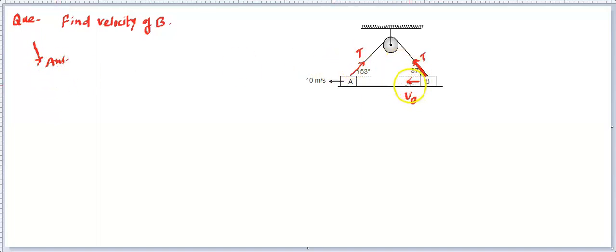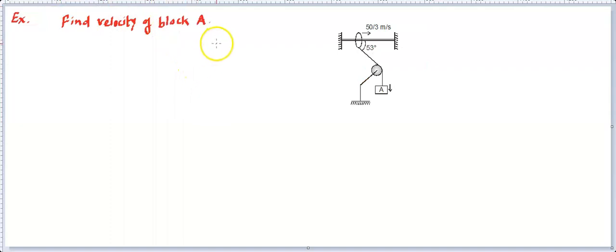And if you are able to find this answer correctly, that means you are able to apply that formula which we just learned. Let's pick another important question. It says find the velocity of block A. So this is the arrangement. Let me first explain what the arrangement is.